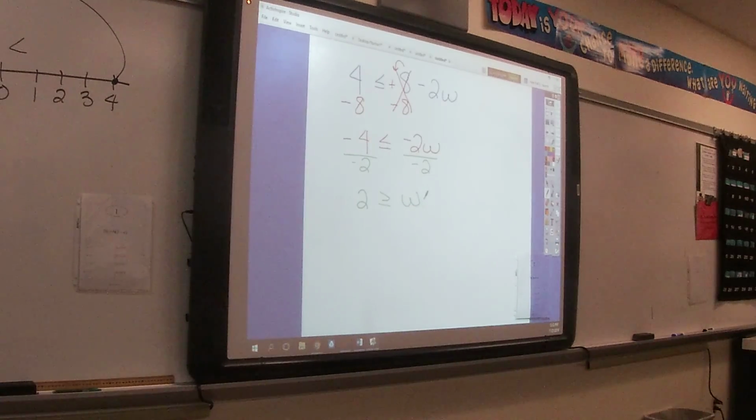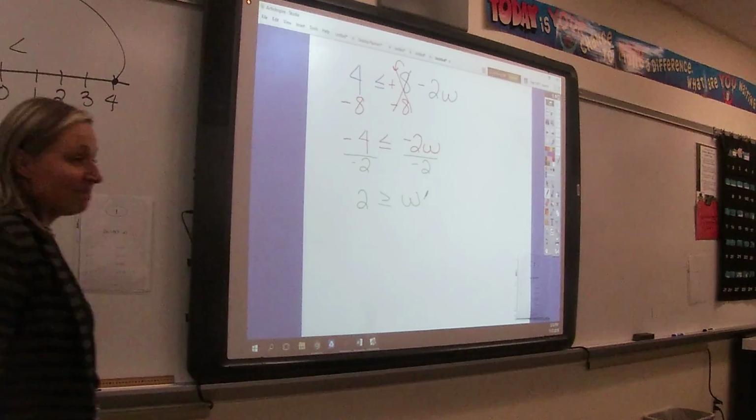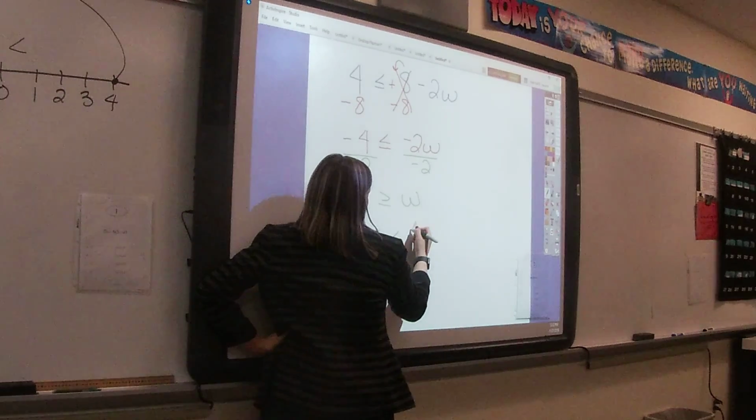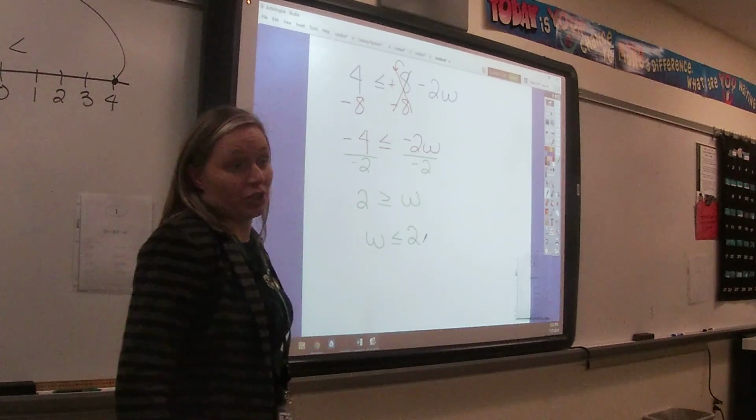How do I feel about this as an answer? Nope. Why no, Mitch? The variable has to be first. So what are we going to do to get the variable first? We're going to flip that sign again. Do we see how this might get a little bit annoying to keep track of? Yes. And we are only at a 2-step equation.